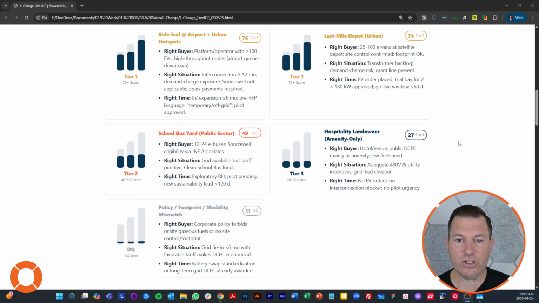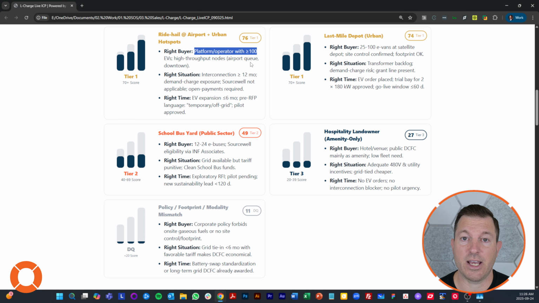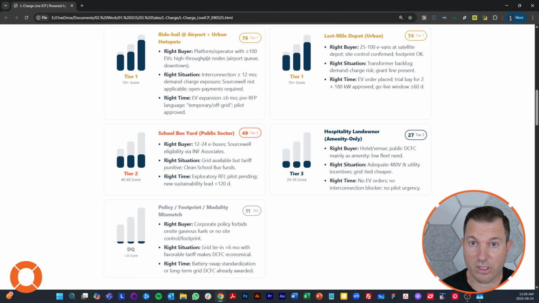If you look here, I know you probably won't remember because I barely do, but one of the signal categories was being a platform or operator with over 100 electric vehicles. So this is really important. If they have 100 electric vehicles for a ride hail at an airport, that's a great number. If they have 100 vehicles for a last mile depot, then they're in that danger category. They're in that, okay, these might be too big for us, or maybe it doesn't even exist. So these nuances matter. Your score matters depending on what customer you're looking at.